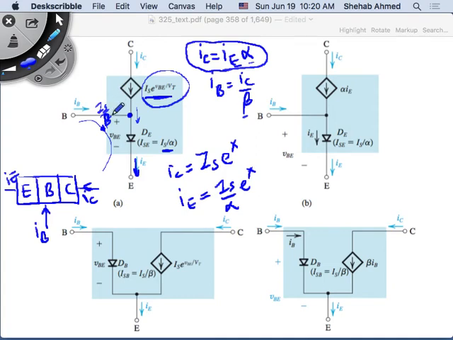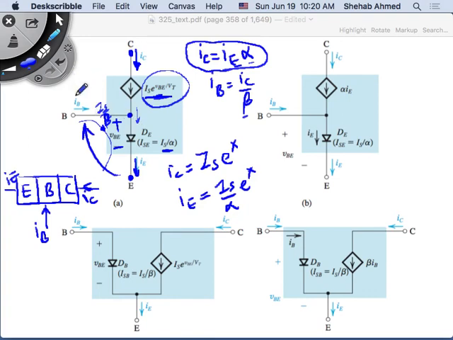So what do I have here? I have a collector current that is controlled by voltage, right? So this is a voltage controlled current source. I have a current source between my collector and my emitter that's controlled by my base to emitter voltage. Okay? So this configuration is called a common base configuration.